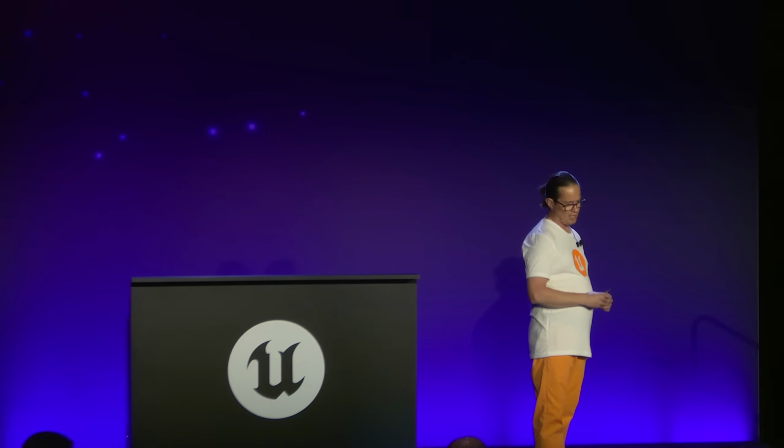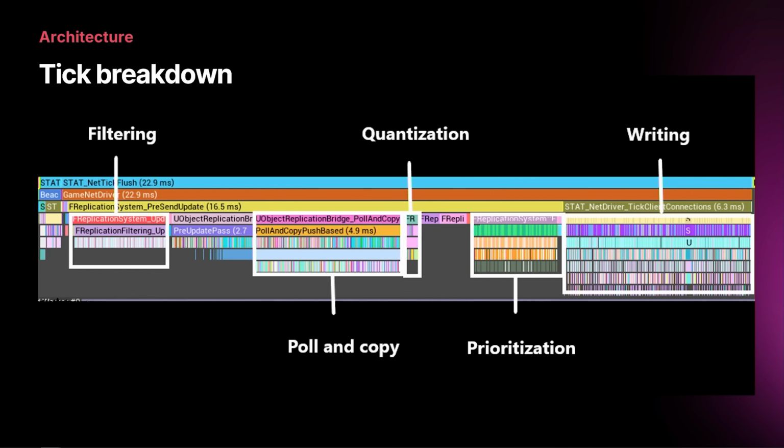And prioritization is responsible for producing a list of which objects are more important to replicate. And finally, when we serialize everything, it will use that list, and we'll see what ends up in the packet. Usually there's too much that you want to replicate, so that's why we need a prioritization.